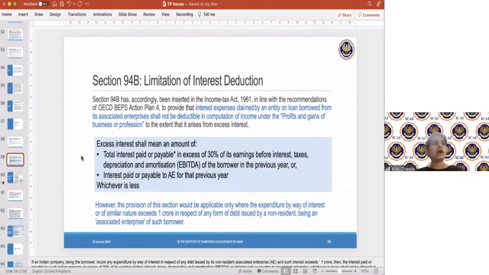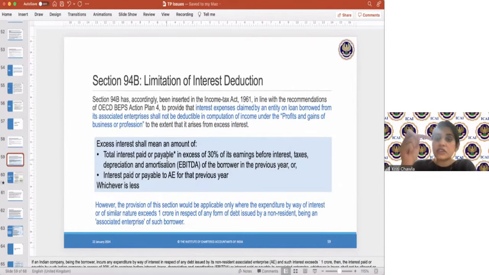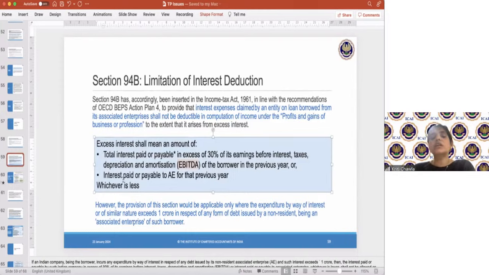But just understand the concept right now: if there is an Indian entity, and this Indian entity has taken a loan from its associated enterprise, obviously the Indian entity will have to pay interest to the associated enterprise. The amount of interest that is given to its associated enterprise, it's going to take as a deduction in its books of account. Under the head PGBP, it will take an interest deduction. Now, Section 94B says that your interest deduction is going to be limited to a particular amount. What is that amount? It's going to be limited to this amount, or to the interest that you've actually paid, whichever is less. So interest that you pay in excess of 30% of EBITDA, or interest paid or payable, whichever is less, that will be the interest limitation. We'll discuss an example, and then it will get more clear.